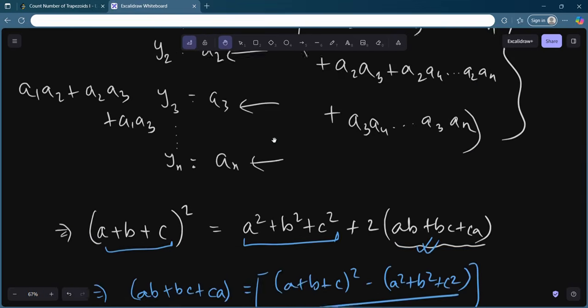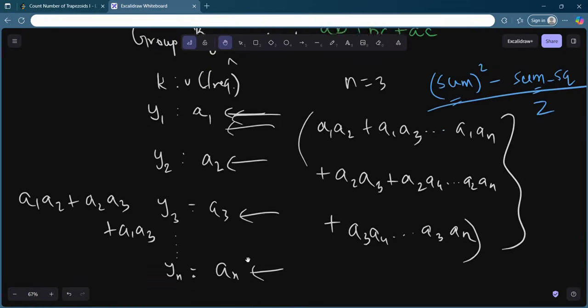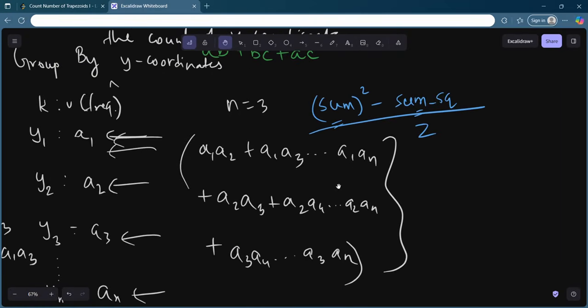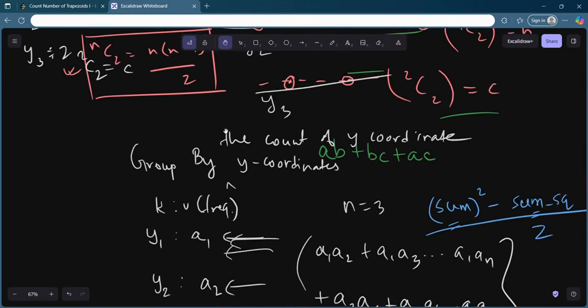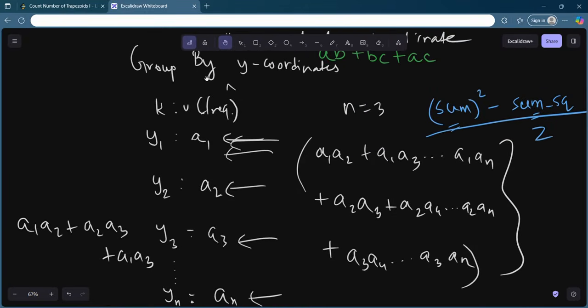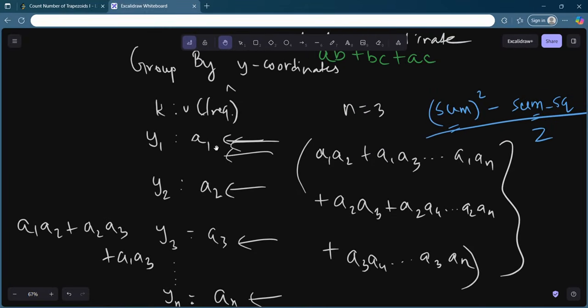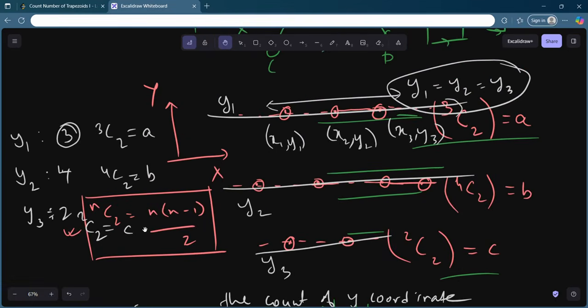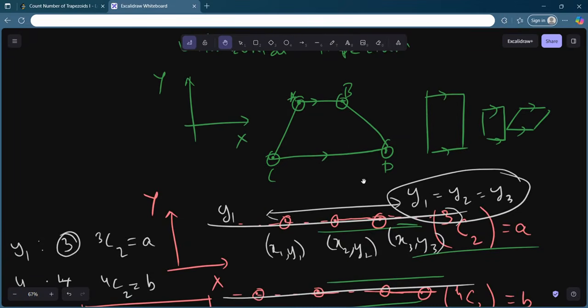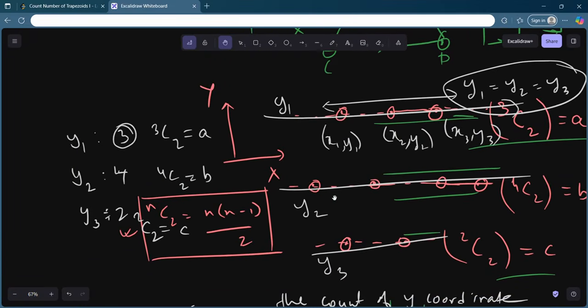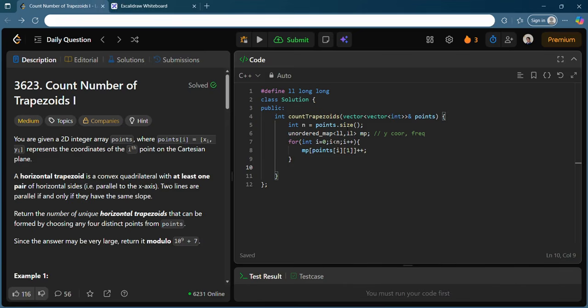First, after grouping by the y coordinate, I have these a1, a2, a3 values. So we need to convert that. I do not directly have these a values, right. What I need to do is convert to nc2, because these were the frequencies. y1 has 3, y2 has 4, y3 has 2, but the actual a, b, c are nothing but 3c2, 4c2 and so on till nc2. So we need to take care of that.